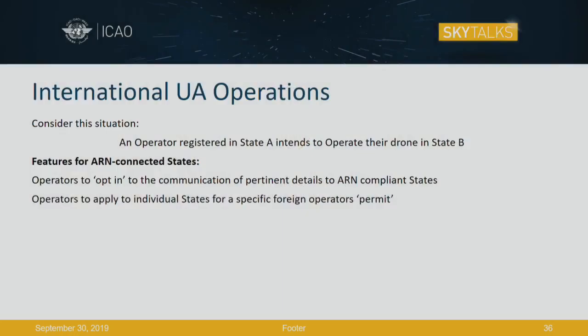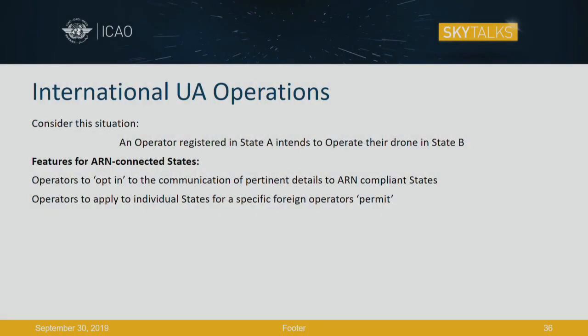The second example I was going to talk about was international UA operations. Now, this might be more readily obvious to many people. Consider the situation when an operator is registered in state A, but they might want to visit another state. For example, on holiday, I might be a registered owner-operator in Canada, and I'm going on holiday to the Caribbean, and I'd like to inform that state that I'm going.